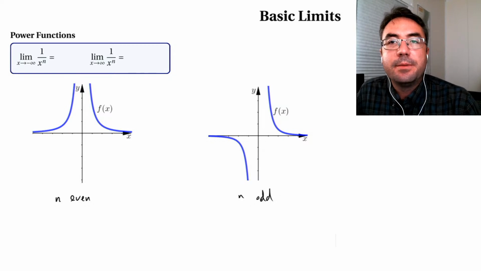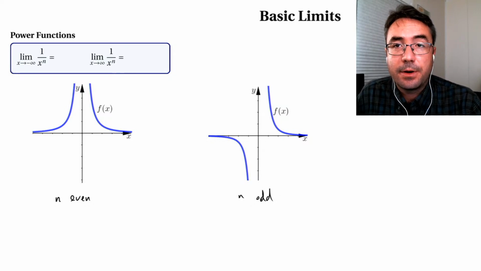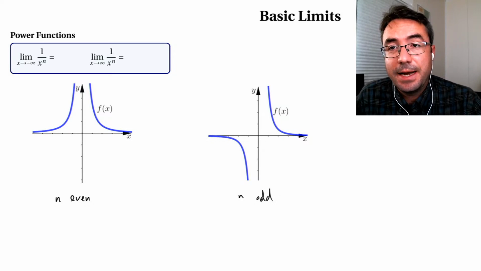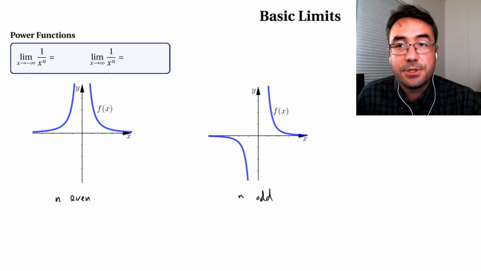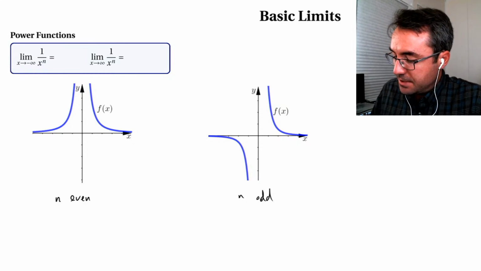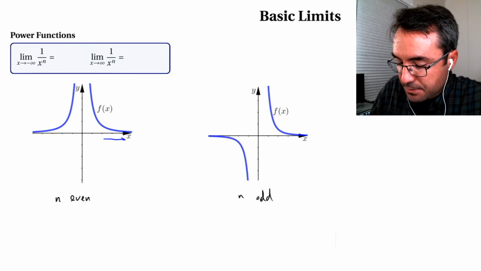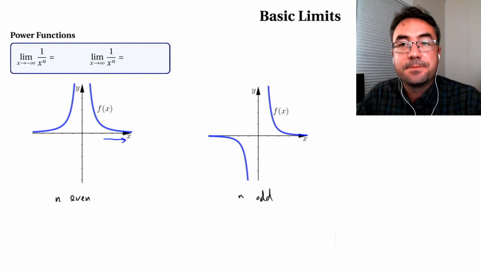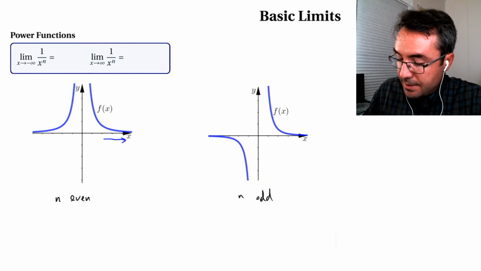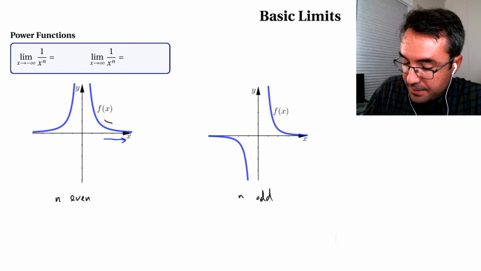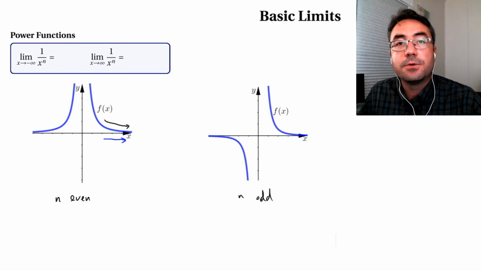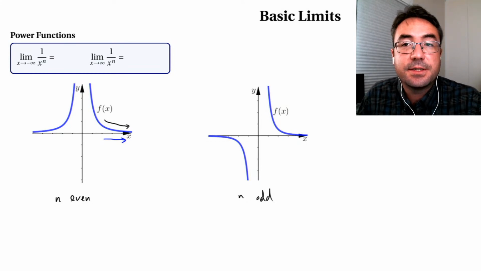So we're looking at the limit of 1 over x to the power n as x approaches minus infinity and as x approaches positive infinity. So let's start with the right end behavior. Let's see what happens to our function. So we let x move further and further to the right. And what we're noticing in our graph is that the curve is getting closer and closer to the x-axis.